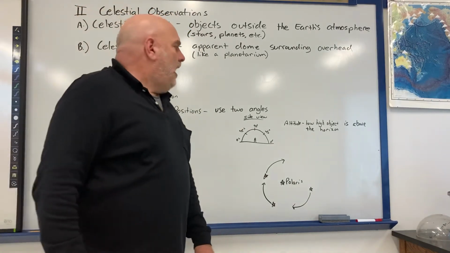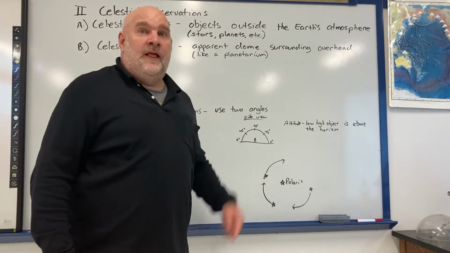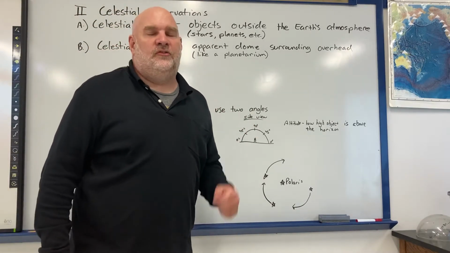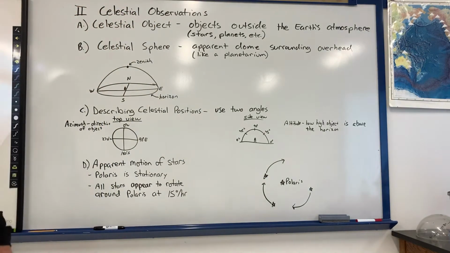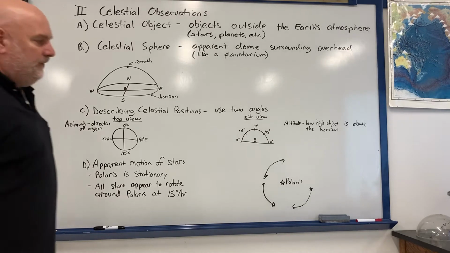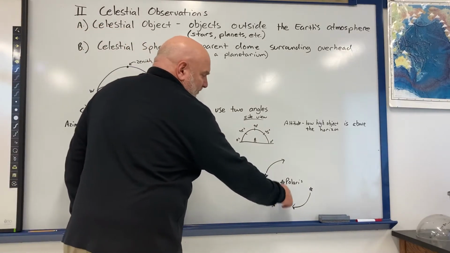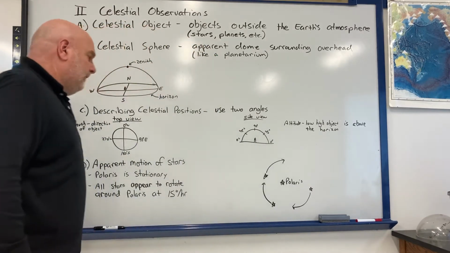All right? And the reason is that during the course of the night, the stars move. The stars don't stay in one spot during the course of the night. With one exception, the only star that stays in the same spot is Polaris, the North Star. All the other stars appear to rotate around Polaris at 15 degrees per hour. So Polaris stays in the same spot, but the other stars move around at 15 degrees per hour.